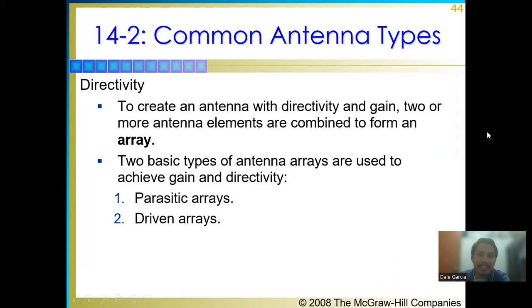So, directivity. To create an antenna with directivity and gain, two or more antenna elements are combined to form an array. Okay, it is an array now. Two basic types of antenna arrays are used to achieve gain: parasitic arrays and driven arrays.